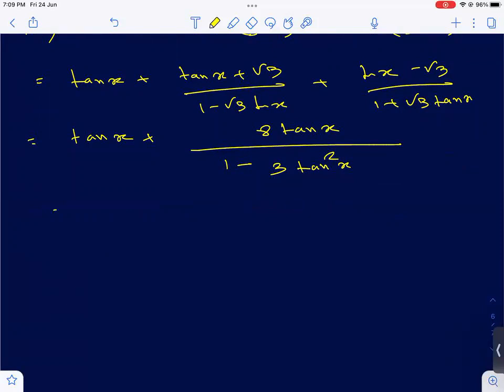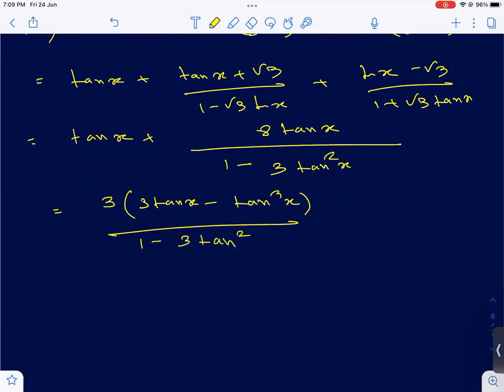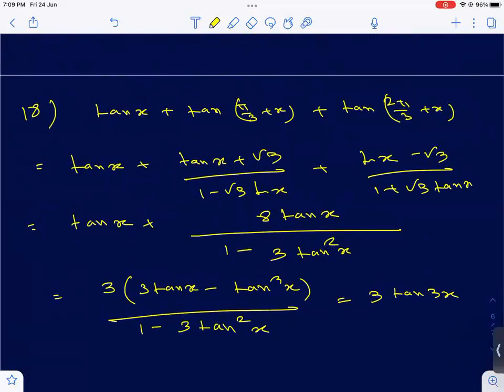So if we just again multiply LCM, 3 into 3 tan x minus tan cube x, total divided by 1 minus 3 tan square x. It is the formula of tan 3x. So 3 tan 3x. Therefore, we are getting the result. In this case, what is coming? The option should be coming 18C.